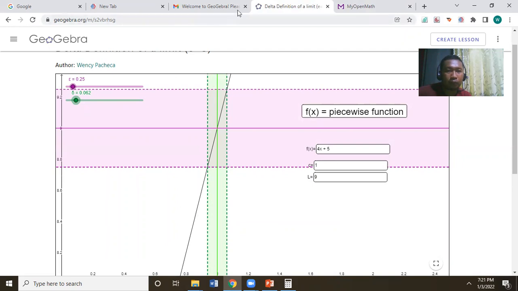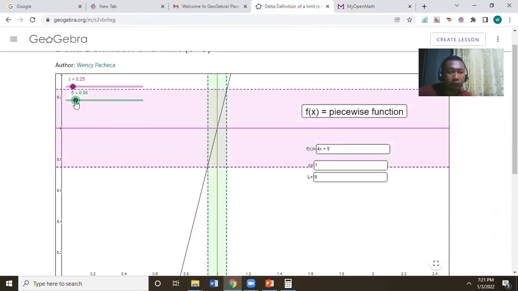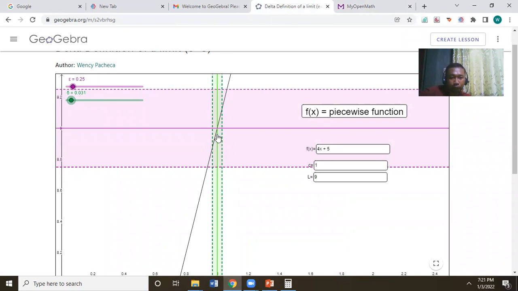Now let's check 0.031, which is lesser than 0.0625. Given the epsilon 0.25, all parts of the function are inside this interval. So we can see that the delta exists because we don't see anything outside. All are inside the epsilon strip. So that is for the task in A.